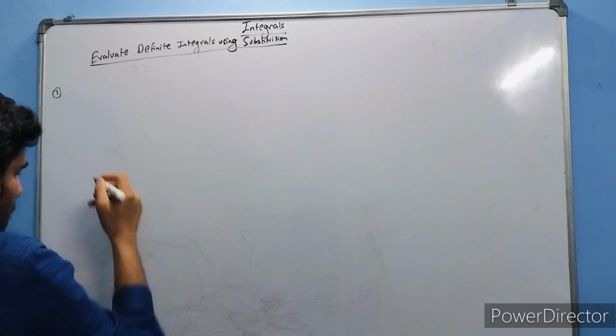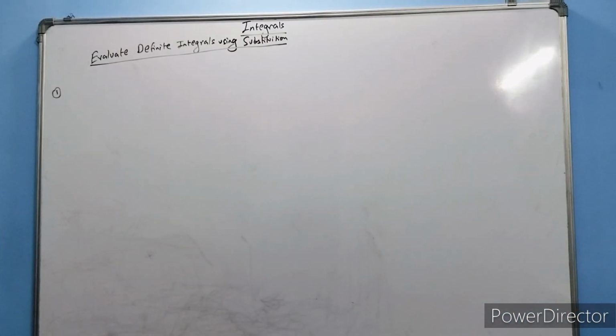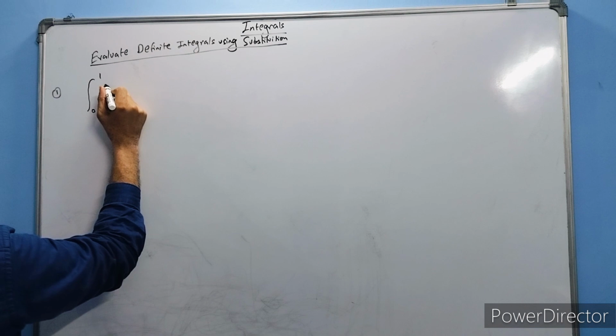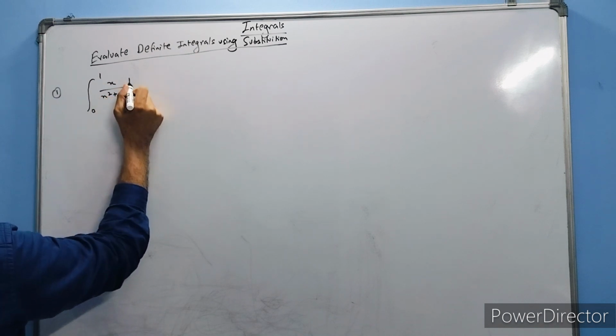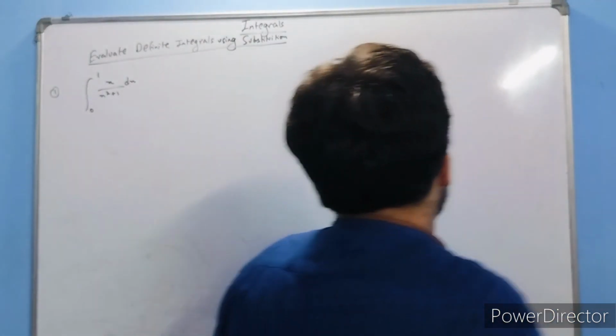So now let's begin with the first question. Now I have my first question in my hand, that is the integral of x upon x square plus 1 dx. So now we'll evaluate this definite integral using the substitution method.